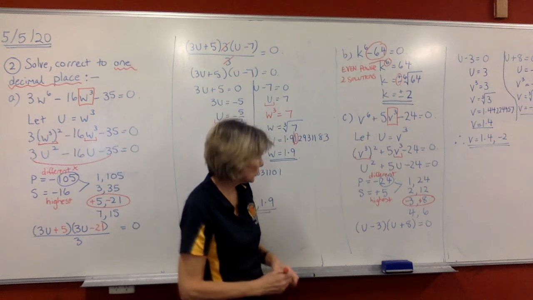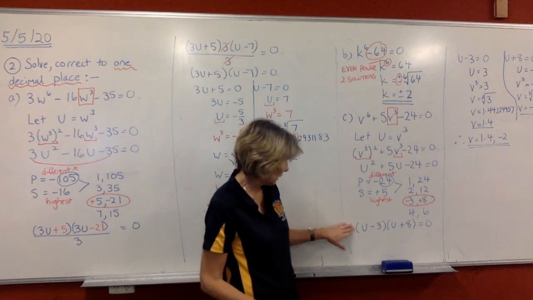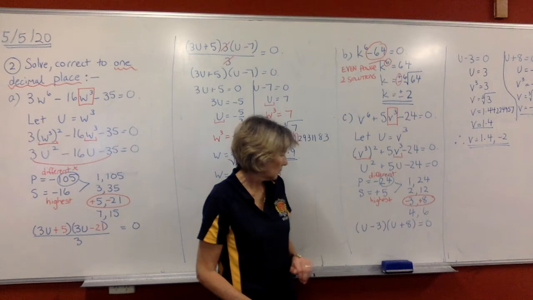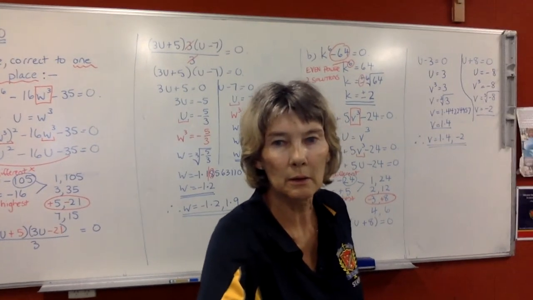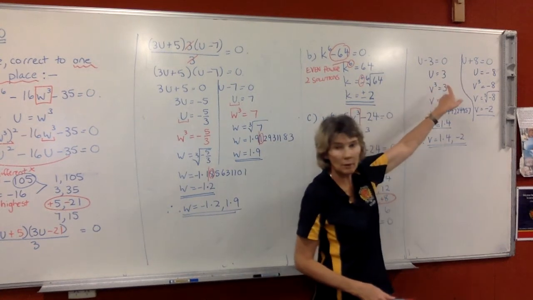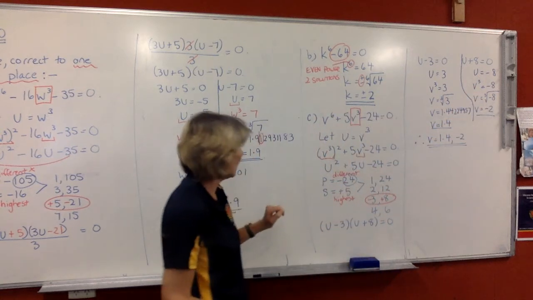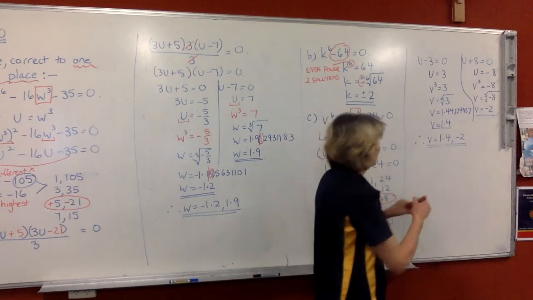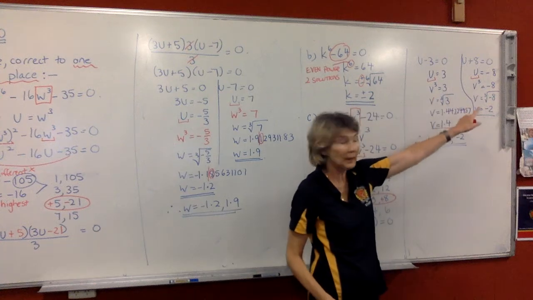So after you use your product and sum and factorise this, it will come down to u minus 3, u plus 8 equals 0. Make each bracket equal to 0. I'll just turn this around. Make each bracket equal to 0 and solve it. So we've got u equals 3 and u equals minus 8. Don't forget, we're putting the v cubed back in for u now. So where the u was, we're putting the v cubed back in.